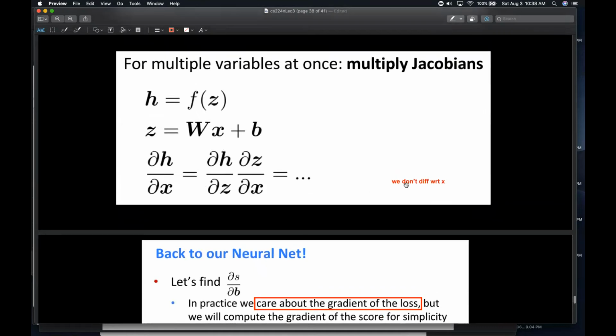The other thing I wanted to mention is that though it's written here that you're differentiating with respect to x, x is your input. In reality, you really don't want to be changing your input. What you're differentiating with respect to is w and b, and you're taking the differential of the loss with respect to w and b.